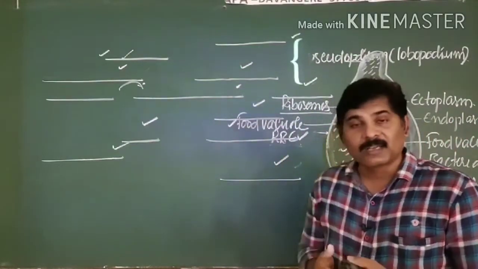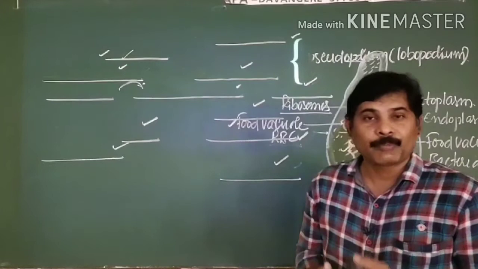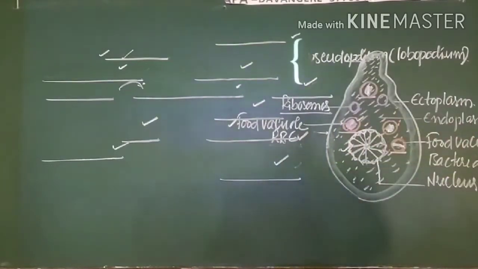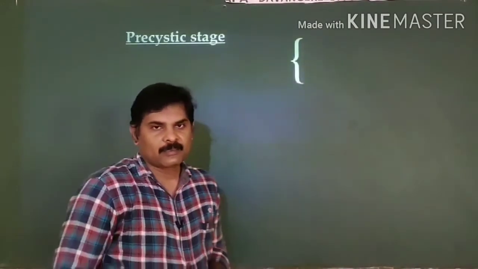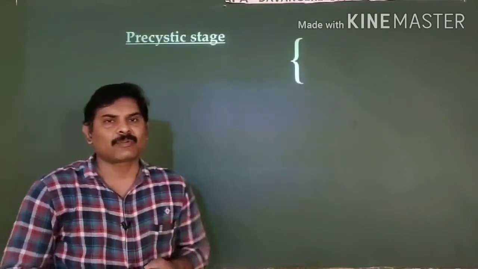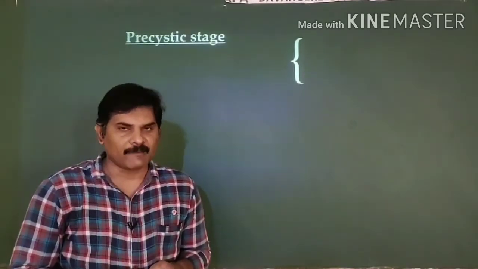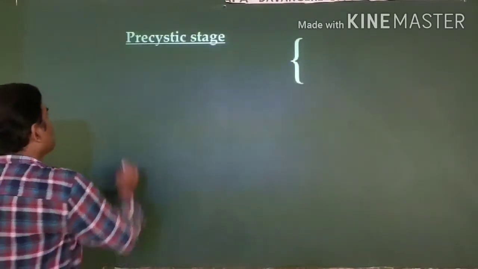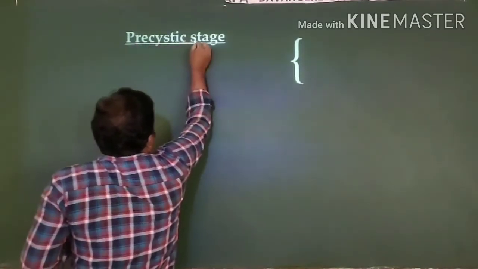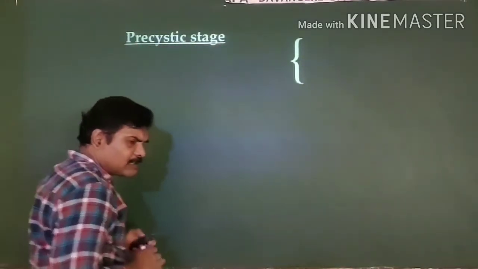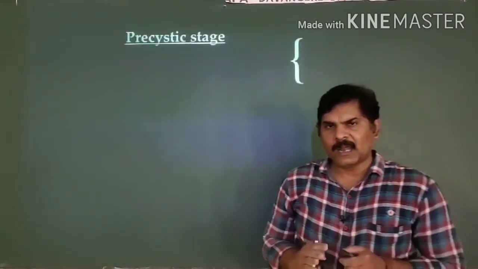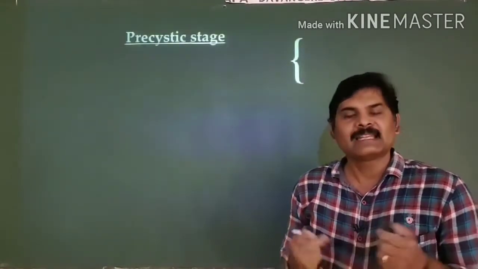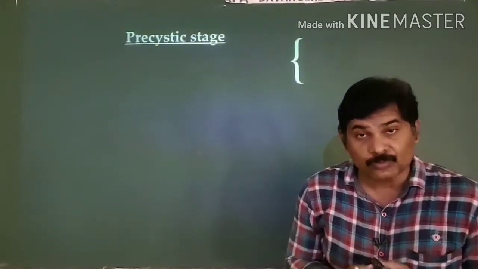Now let us switch over to the second important stage, that is the precystic stage. See dear students, now we come to the second stage of the Entamoeba histolytica in its life cycle. That second stage is nothing but the precystic stage. When you see this precystic stage, it is a non-motile stage and a non-feeding stage also. And this is a non-pathogenic stage too.